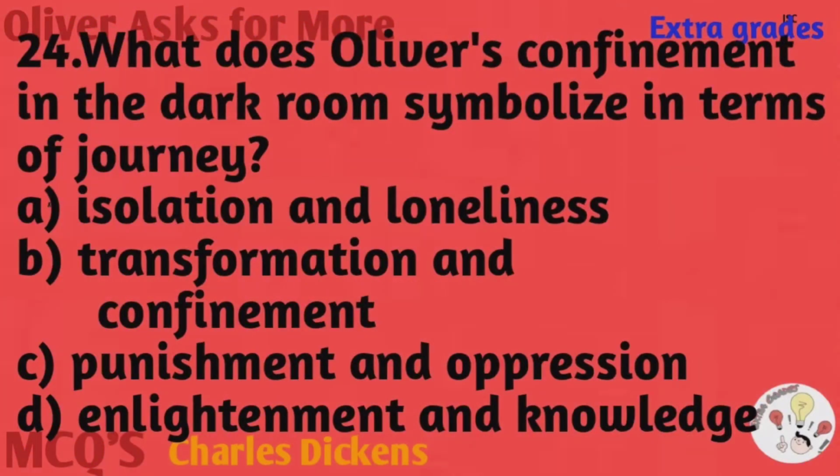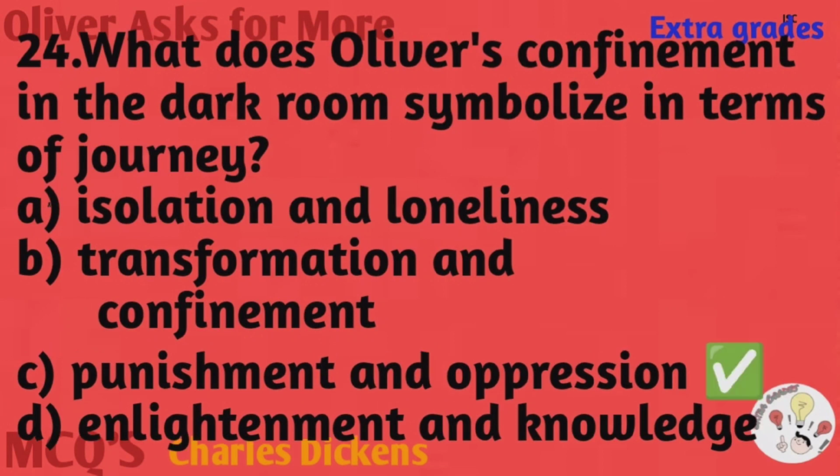Question number 24. What does Oliver's confinement in the dark room symbolize in terms of journey? And the options are A, isolation and loneliness, B, transformation and confinement, C, punishment and operations, D, enlightenment and knowledge. And the correct option is C, punishment and operations.